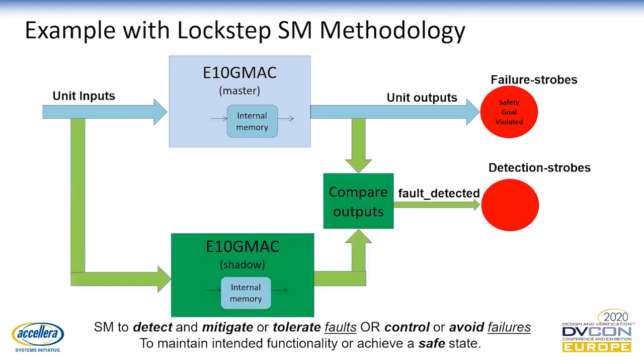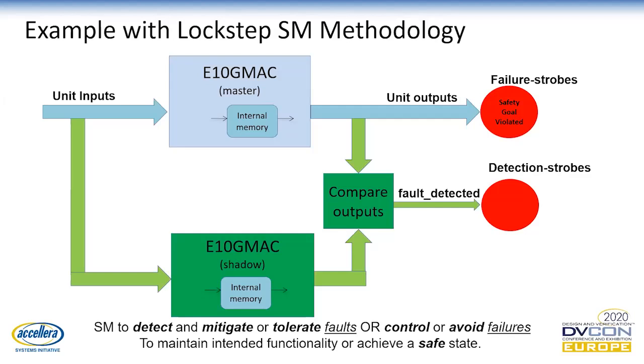So let's have a parallel Ethernet GMAC, call it a shadow, working in lockstep with the master. That means it works on the same clock or with a clock delay, and the outputs are compared. The comparison outputs will tell whether the fault is detectable or not. So we mark the outputs of the compare as the fault detected strobe. So here the fault is detected, and since the fault is detected here, we call it the detection strobe.